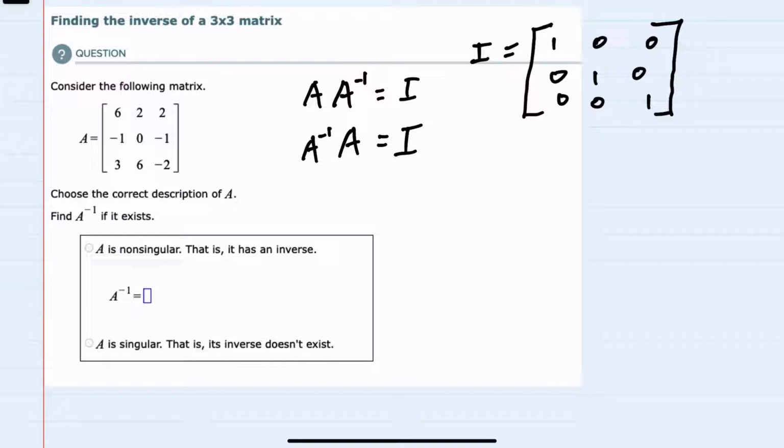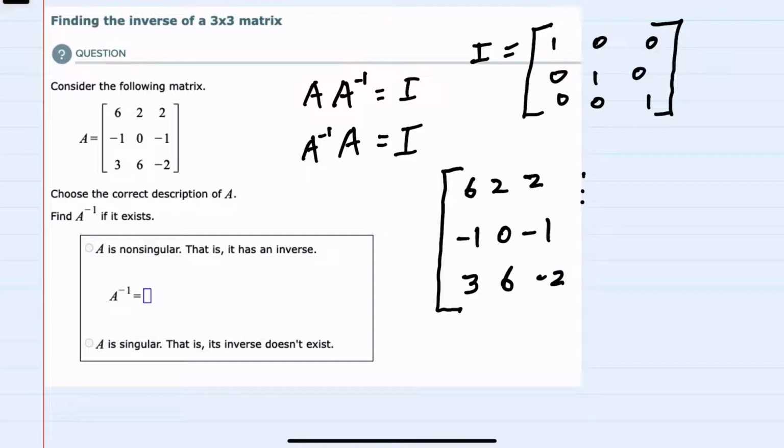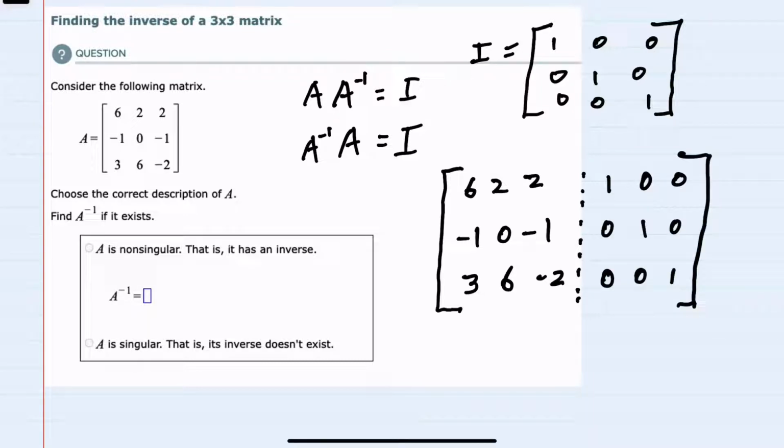Our method for finding A inverse is to start by listing A, and then we use this separator. On the right hand side, I list the identity matrix, and then from here I can multiply rows by constants and I can add and subtract rows. My goal is going to be to turn this left hand side into the identity matrix, and then I will have A inverse on the right hand side.